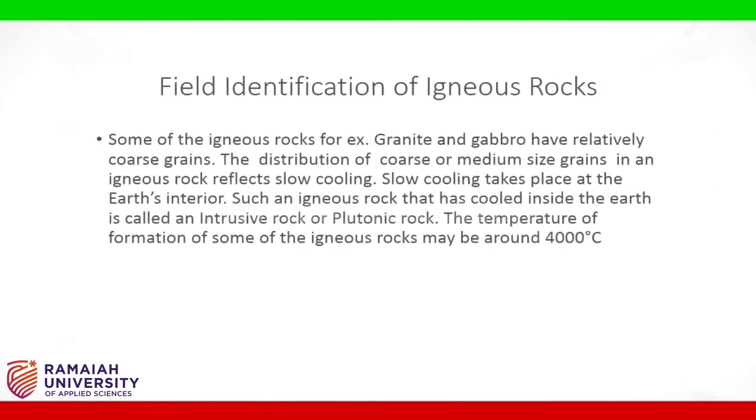Some of the igneous rocks, for example, granite and gabbro, have relatively coarse grains. The distribution of coarse or medium-sized grains in an igneous rock reflects slow cooling. Slow cooling takes place in the Earth's interior. Such an igneous rock that has cooled inside the Earth is called an intrusive rock or plutonic rock. The temperature of formation of some of the igneous rocks may be around 4000 degrees Celsius.